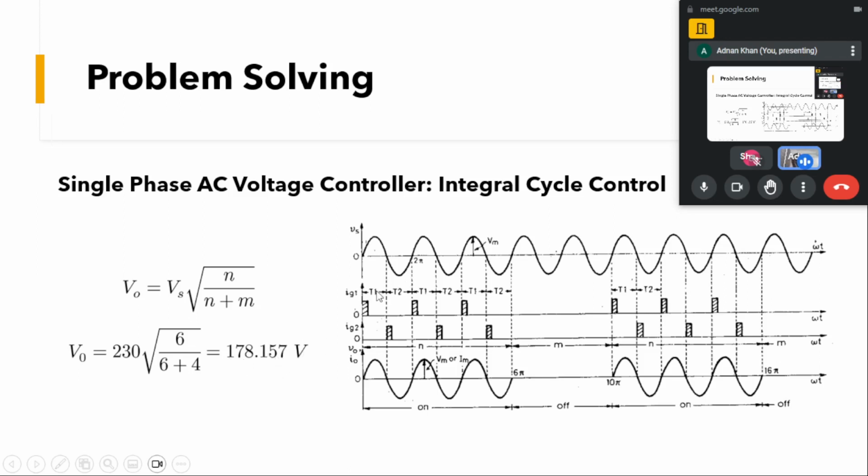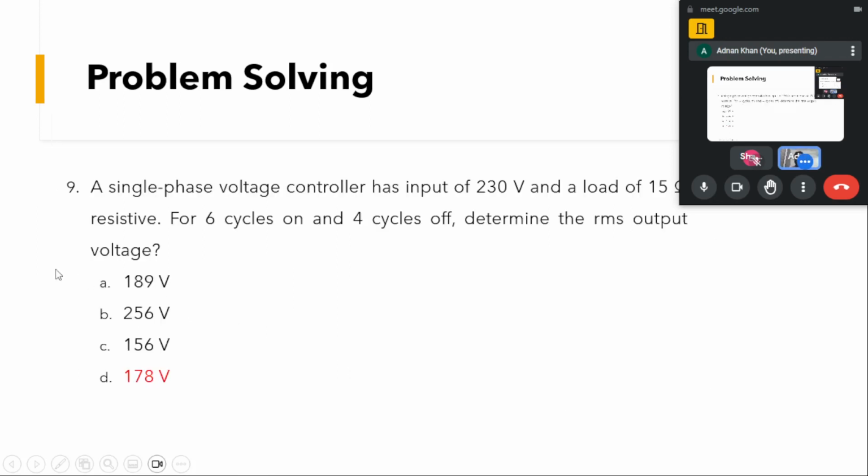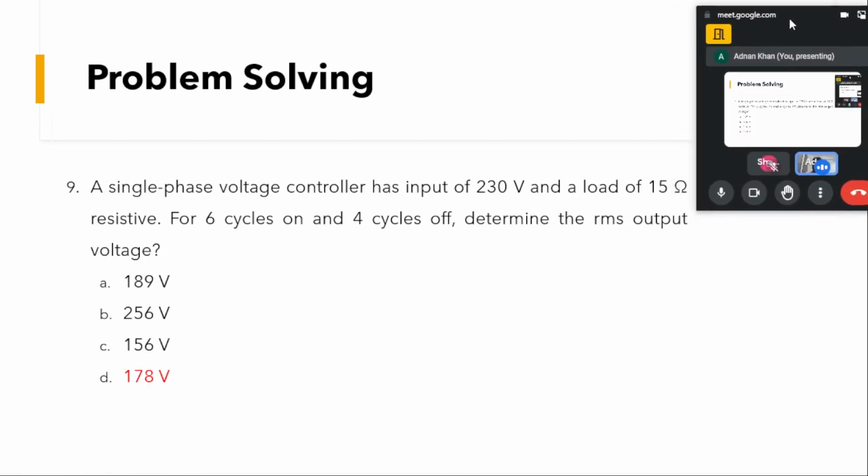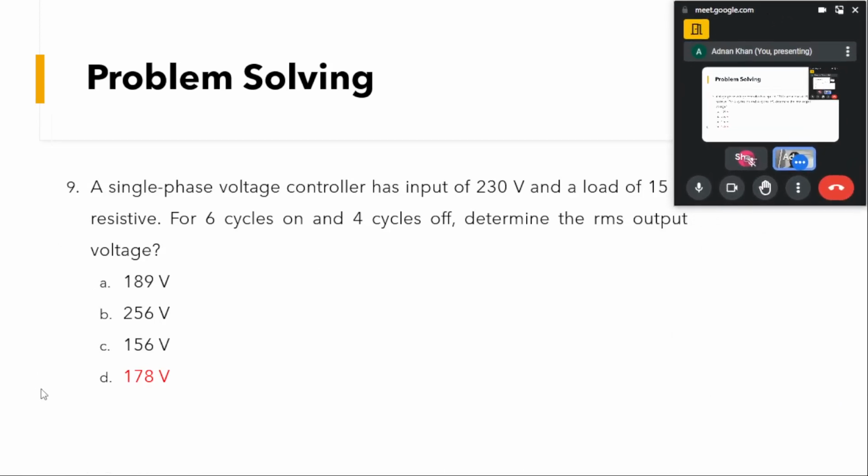So if this kind of question comes up, where an input is given and we turn on the converter for a certain number of cycles and turn it off for some other number of cycles, then you can simply use this formula, put in the values, and you will get the answer. So the answer to this question is 178 volts.